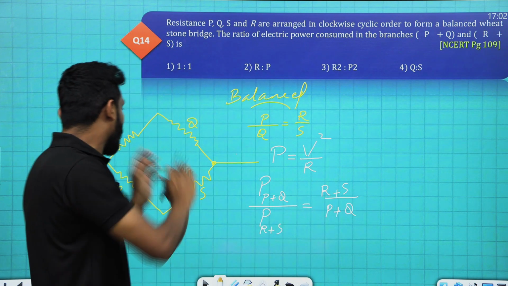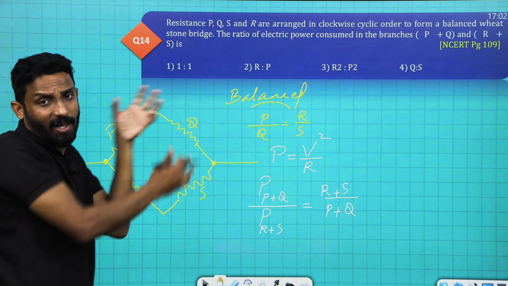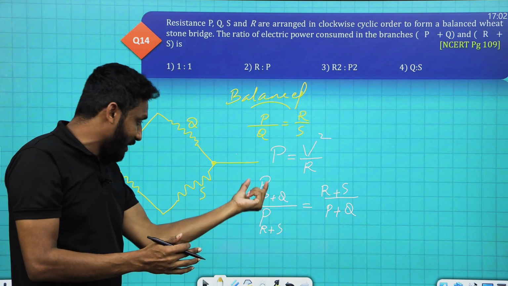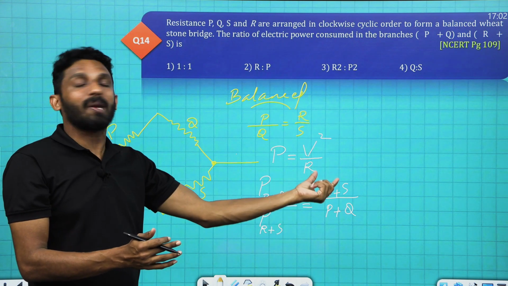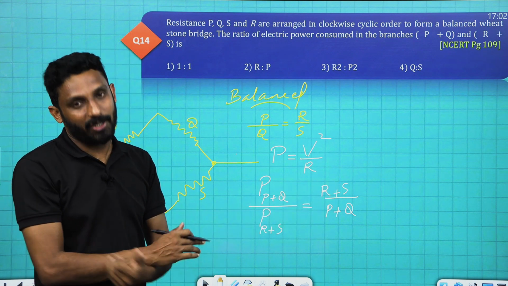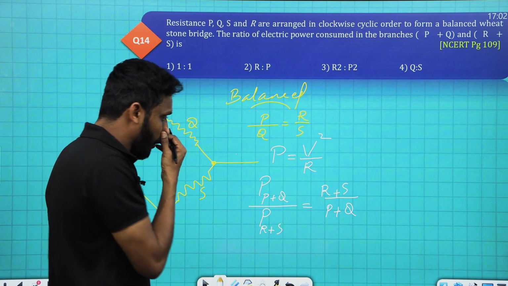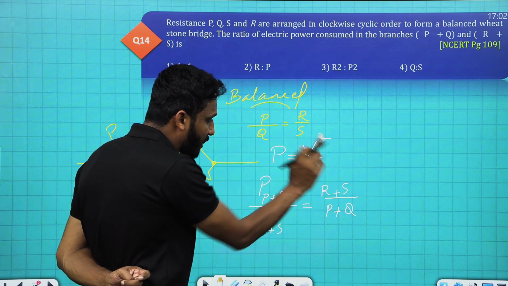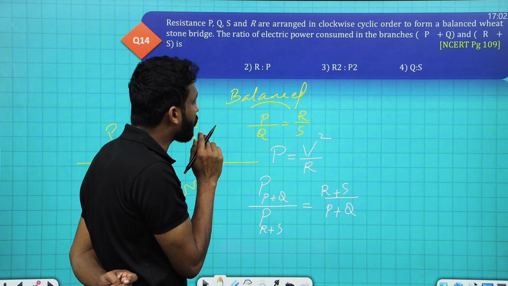These resistors are connected in series, that's why the equivalent resistance will be the sum. And power is inversely proportional to resistance, so this power ratio will be R plus S divided by P plus Q. Now what to do? We convert this R into S and this P into Q. Then that will be helpful.